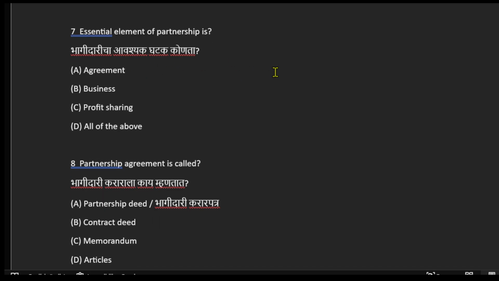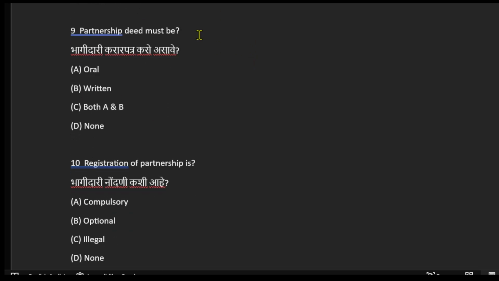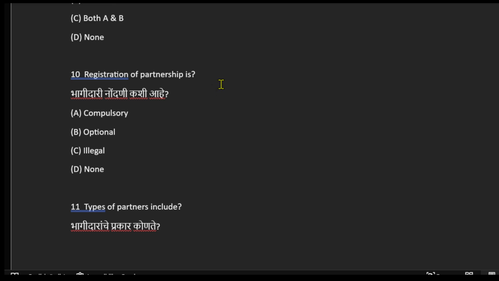7. Essential element of partnership is agreement, business, profit sharing. All of the above option is correct. 8. Partnership agreement is called partnership deed. 9. Partnership deed must be oral, written. Both A and B option is correct. 10. Registration of partnership is optional.